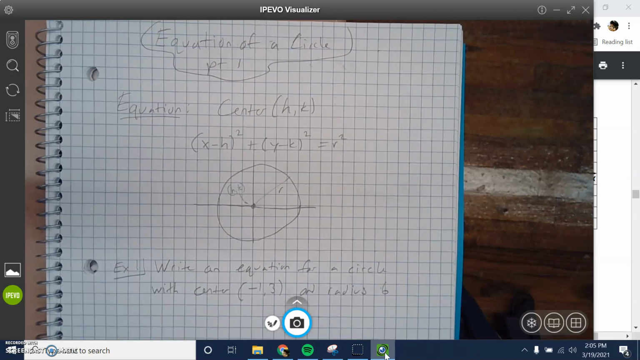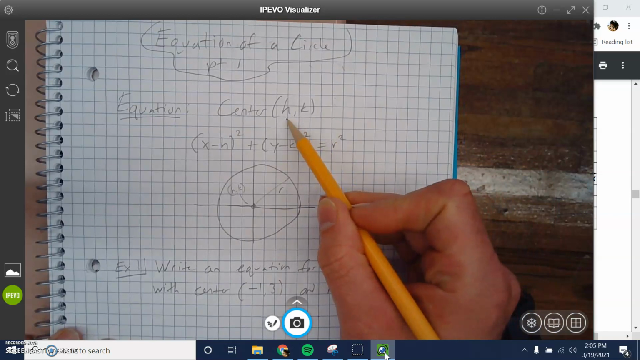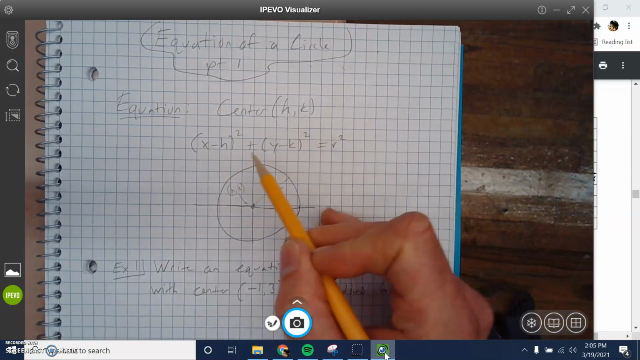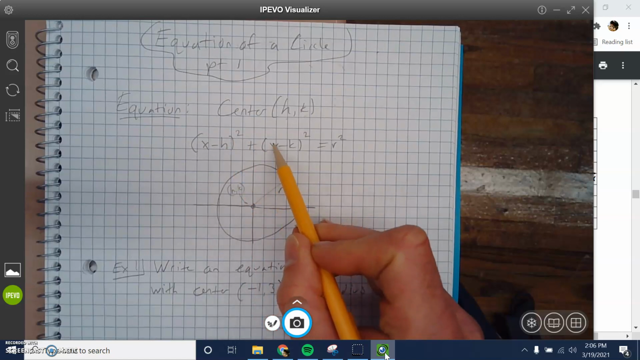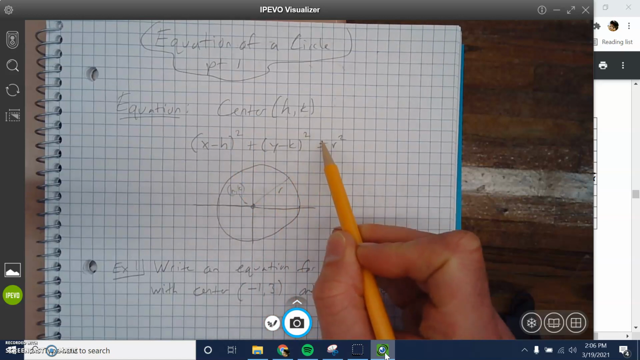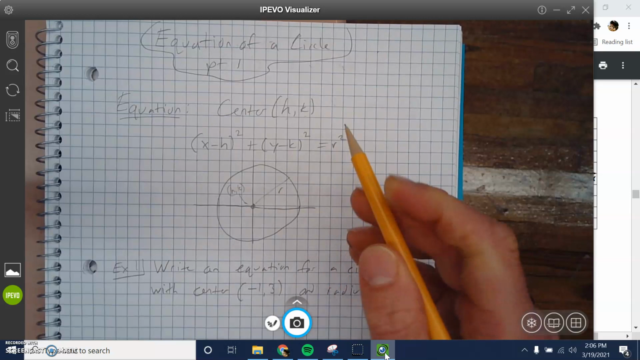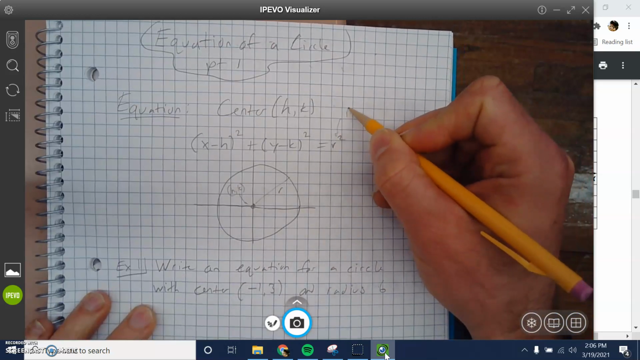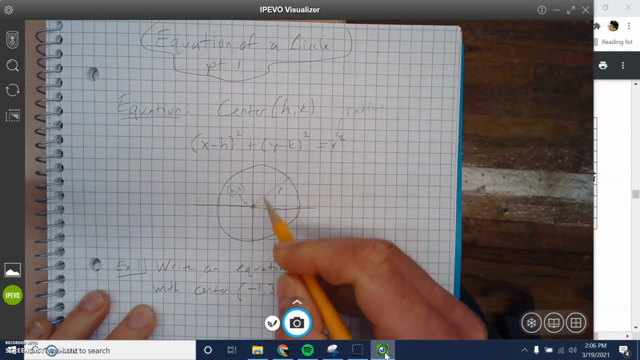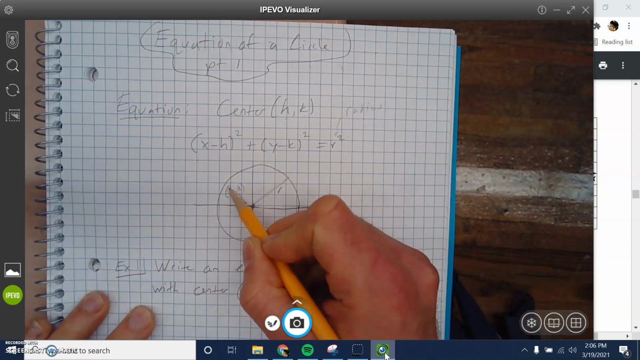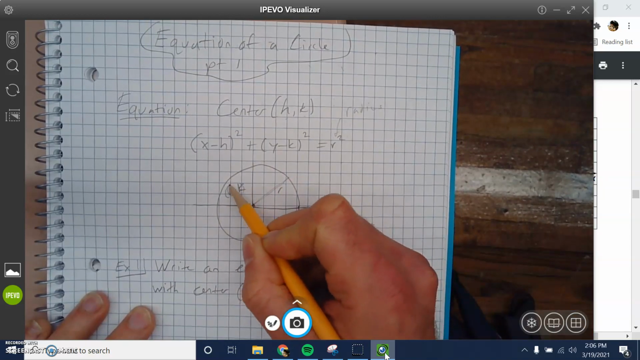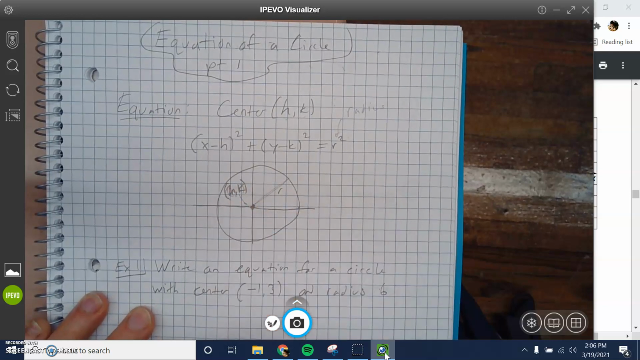Equation of a circle, part 1. Okay, so the center is at HK, according to this equation. X minus h squared plus y minus k squared equals r squared. And r is the radius. So r is the radius, and the center here is HK. Copy that down. There we go.